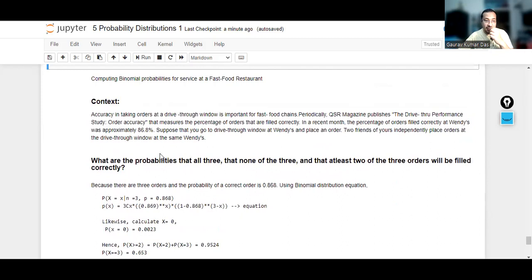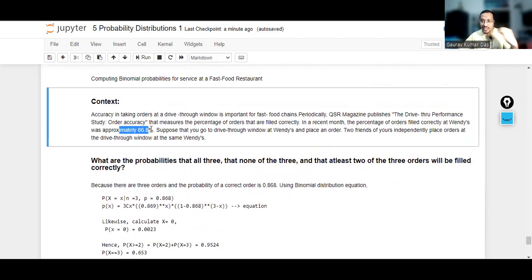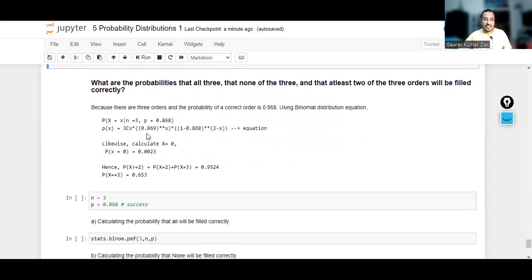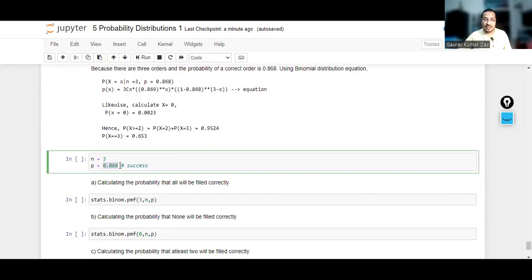What's the probability that it will be filled correctly? Here also, it is the accuracy. Accuracy is for correctness, not error. So the p-value will be 86.8, the probability of success, which is 0.868.